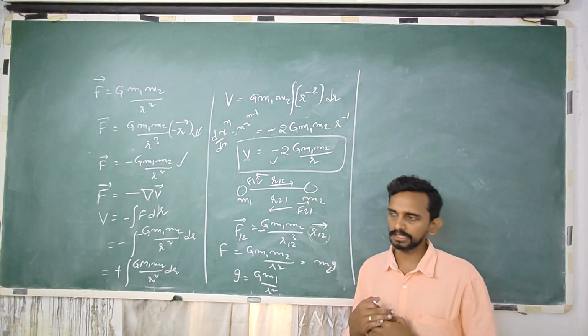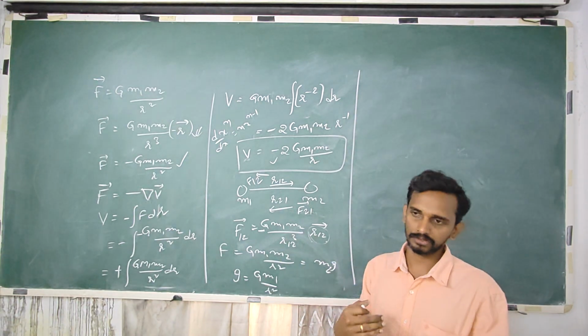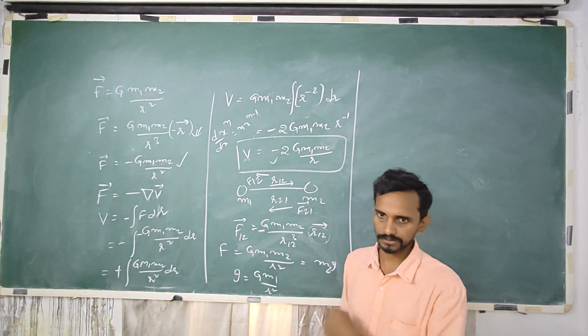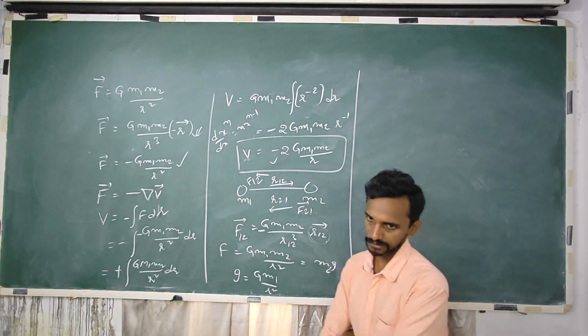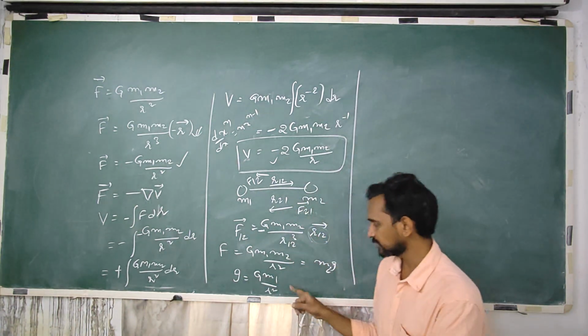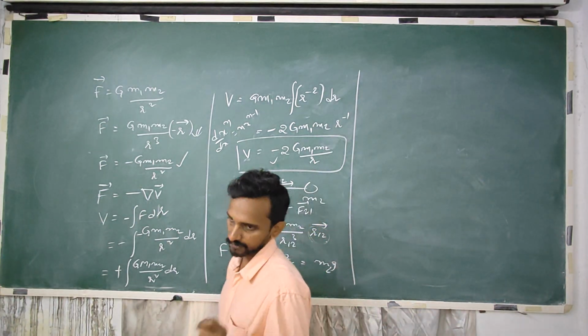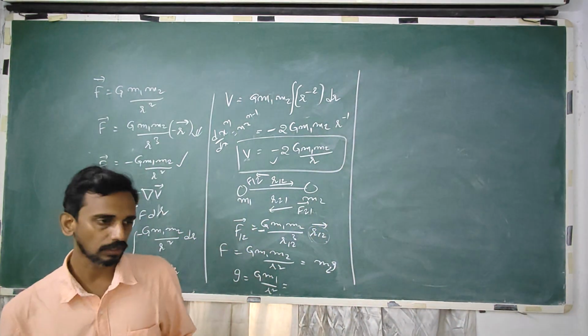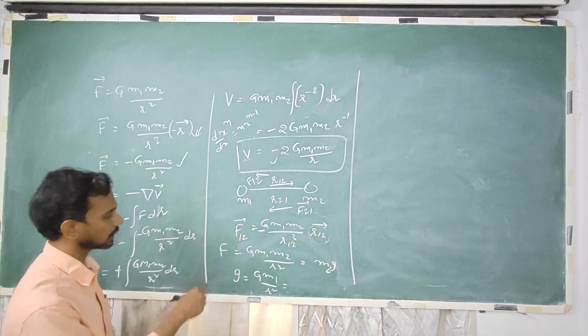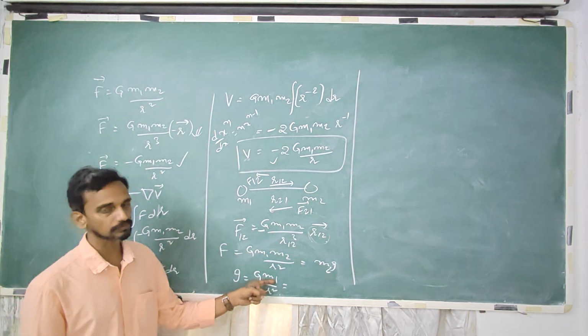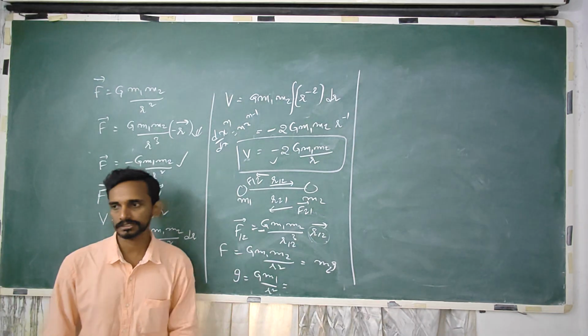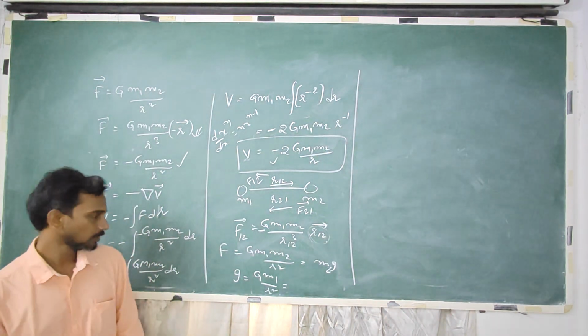So g value is varying when you go away from Earth or when you go into the Earth, g value varies. So that should be taken care of. So g value 9.8 comes only when you consider the surface of the Earth. It is a value on the surface of the Earth. So for those calculations we have to consider m as the mass of the Earth and r as the radius of the Earth. Okay.